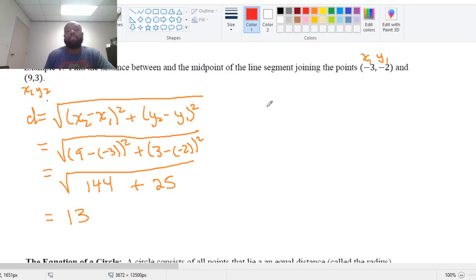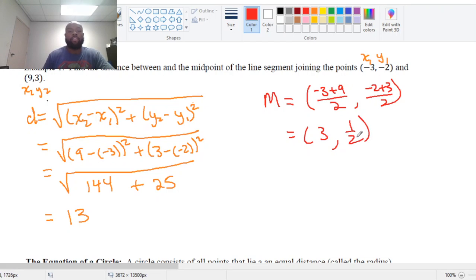My midpoint, the midpoint of the line segment that's joining those 2 points, I find the average of my x and y coordinates. So I do -3 plus 9 over 2 and -2 plus 3 over 2. And so I get 6 over 2, which is 3, and 1 over 2, which is 1/2. And so I found the distance and the midpoint of the line segment connecting those 2 points.